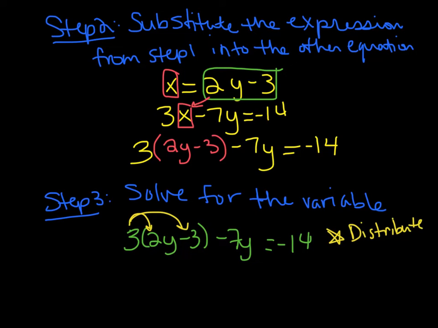So we're going to distribute. We get 6y minus 9 minus 7y equals negative 14. Our next step is going to be to combine like terms.